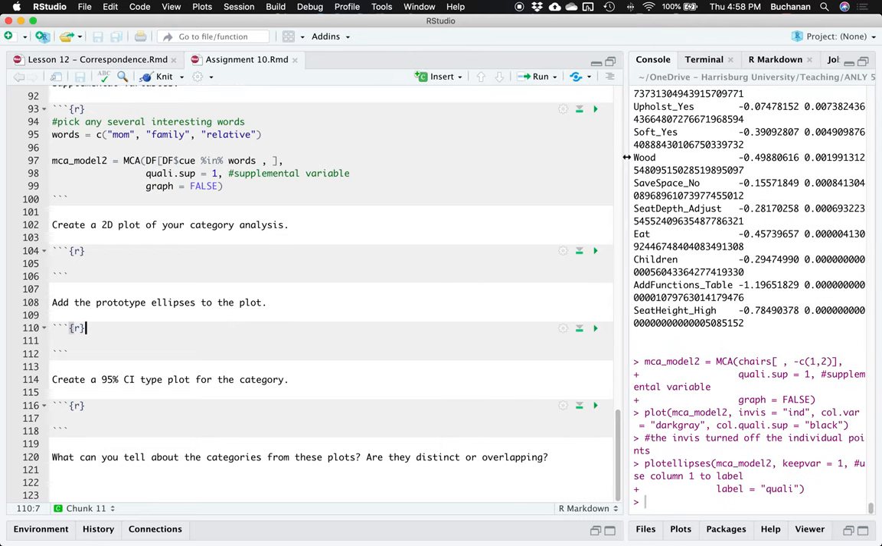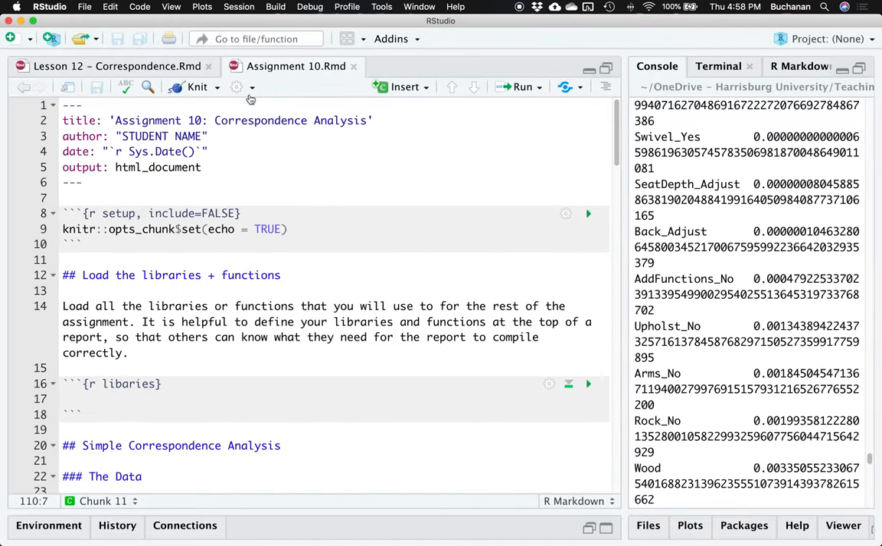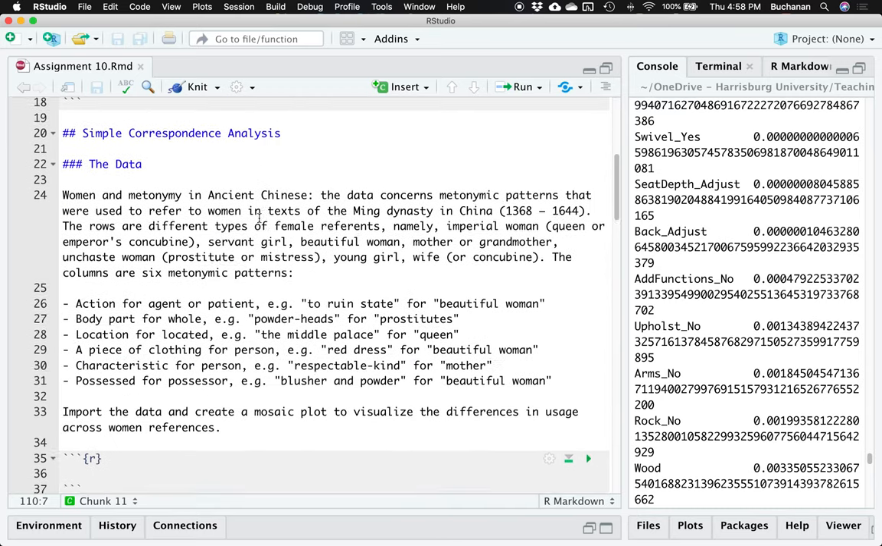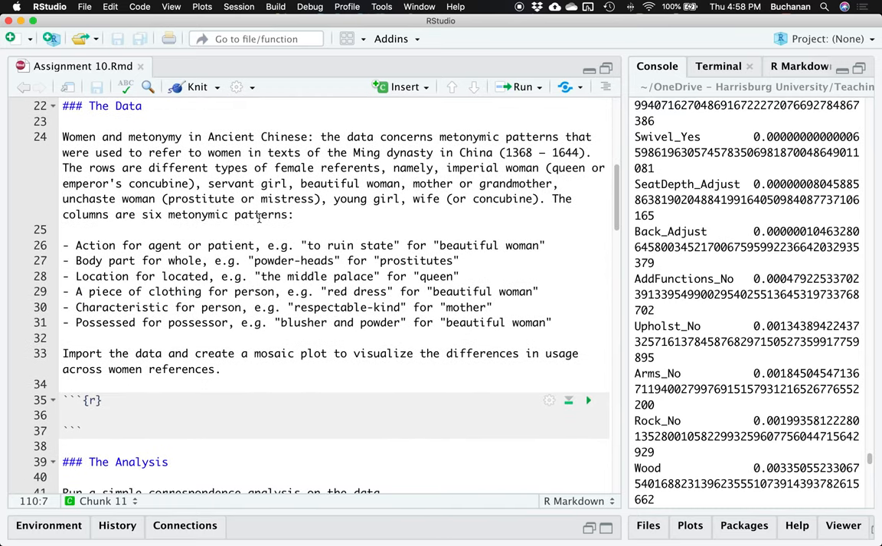There's two parts to this assignment. A simple and a multiple correspondence analysis. So in the simple correspondence analysis, this is from the book, there is a set of data that you can look at that refers to Chinese texts. So it's the words used to refer to women from the text in the Ming Dynasty. The rows represent different types of women references: imperial women, servant girl, beautiful woman, mother, grandmother, unchaste woman, young girl or wife. And then patterns, variables that we want to analyze those on.